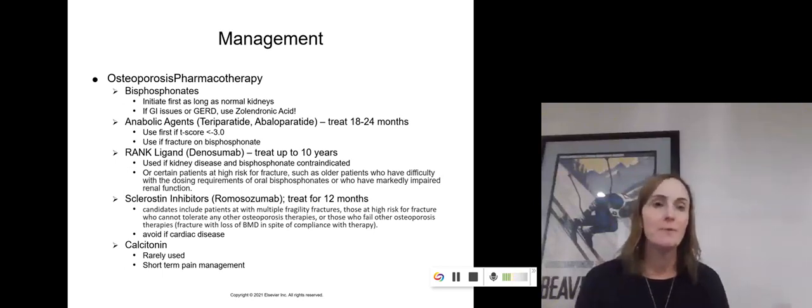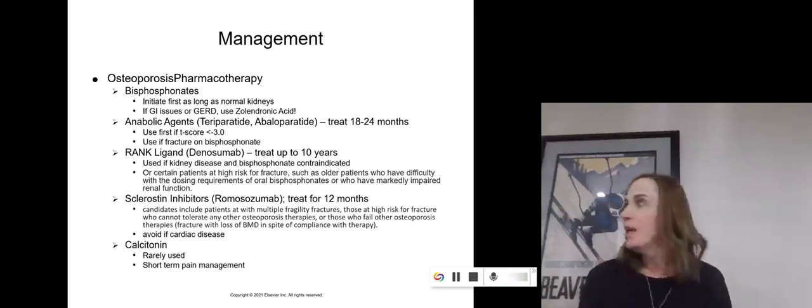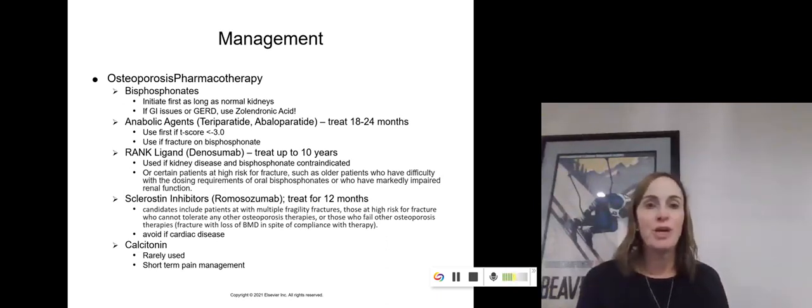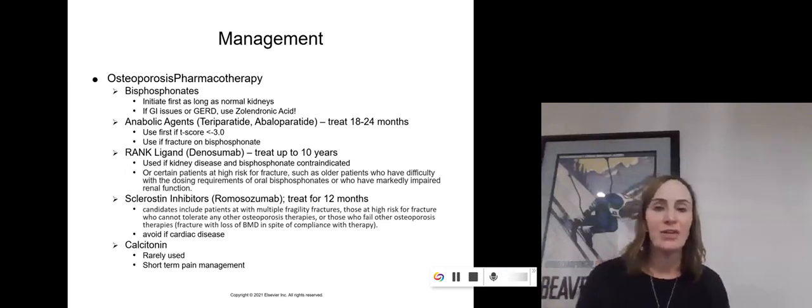Rank ligand inhibitors have come out. The one that we use is denosumab. It's great because it can be used if there's kidney disease. It's an injection given once every 6 months. So in somebody where a bisphosphonate might be contraindicated, it's very important. Or if you've got certain patients high risk for fractures, such as older patients who have difficulty with the dosing requirements of a bisphosphonate, or they've got really bad kidneys and can't do zoledronic acid, denosumab's a great drug. It's got good data.